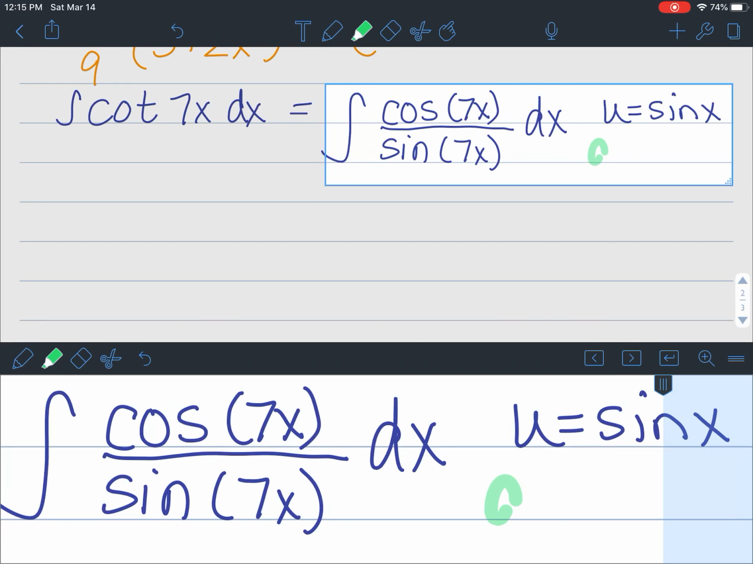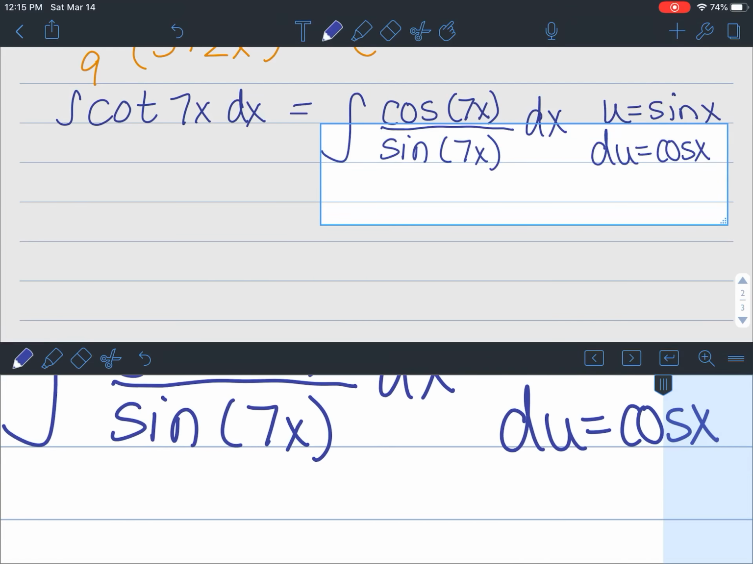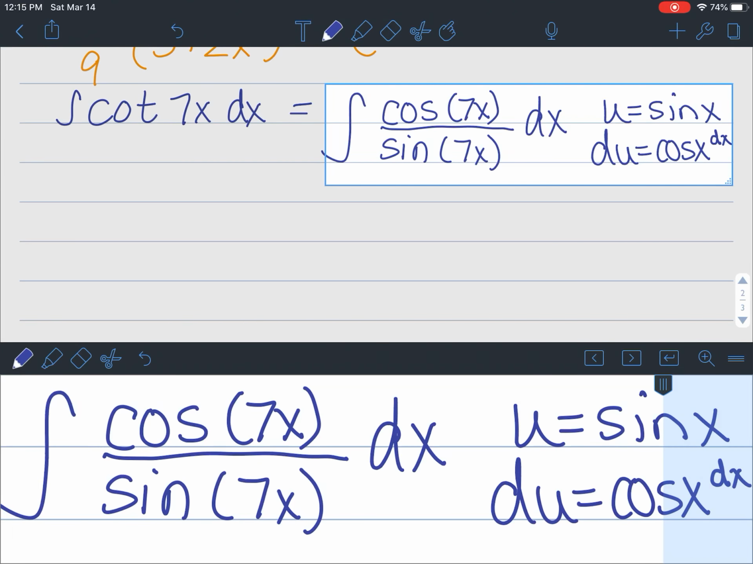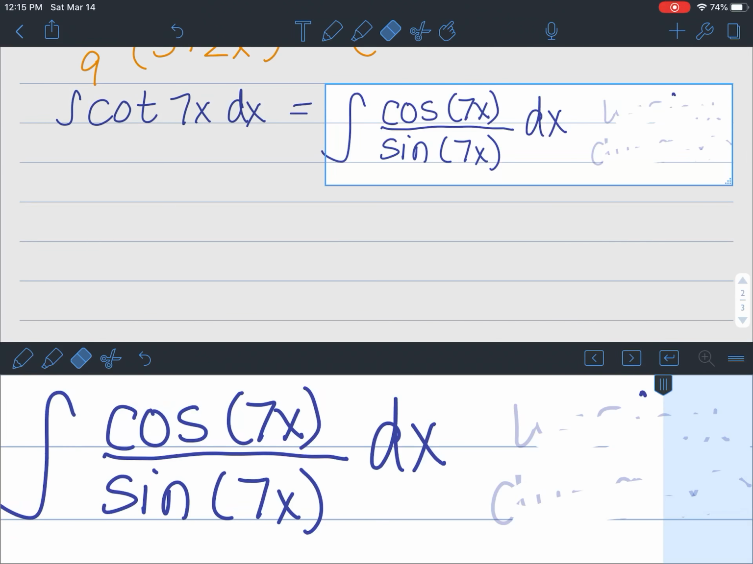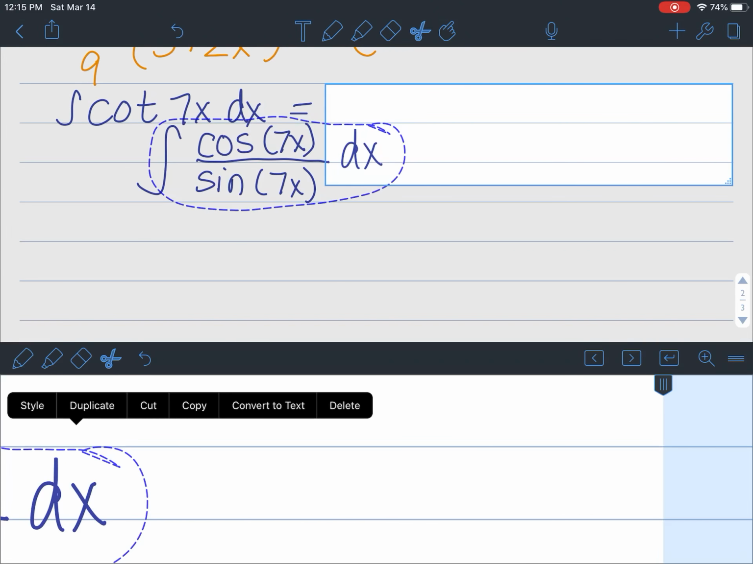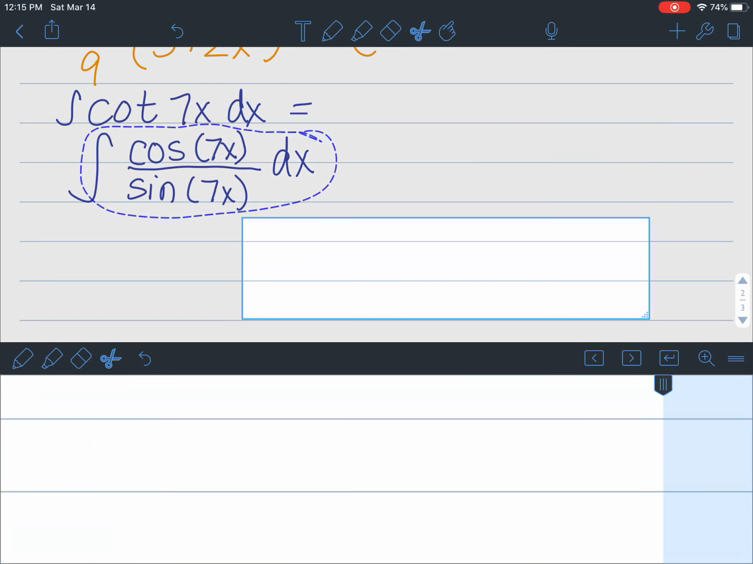So let's come over here. Well, I did it again. du equals cosine x dx. Oops. I'm going to run out of space. I made a mistake. I'm so sorry. Let's take this out. I'm going to move this over because now I ran out of space. Let's move that down here. Okay. Sorry about that.